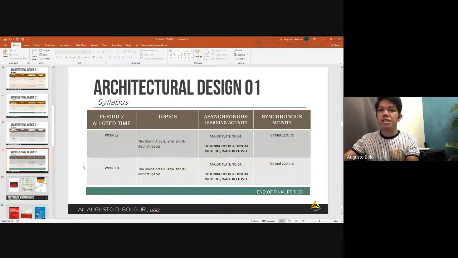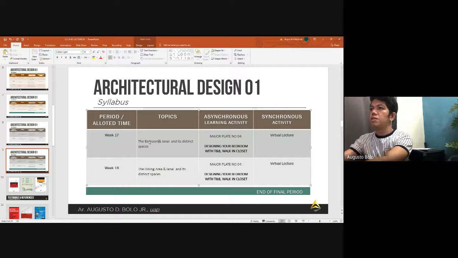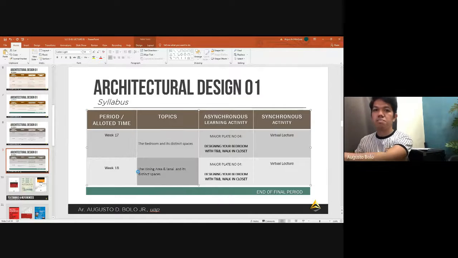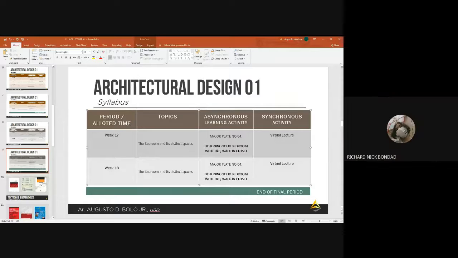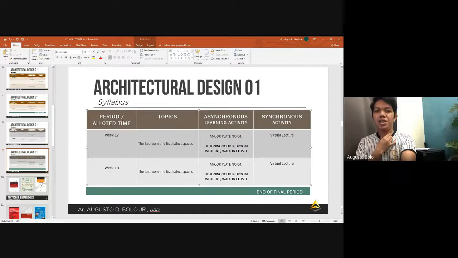Okay, so weeks 17 and 18, this is designing your bedroom. Your bedroom with T&B and a walk-in closet. What is a walk-in closet? May I know? Shaira. Yes, Richard, Nick, can you raise your hands? What is a walk-in closet in DNB? "It's a closet, sir, that you can walk into, and there you can put your clothes." All right, thank you. Do you have a walk-in closet, Nick, at your home?